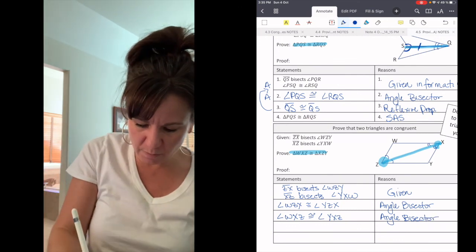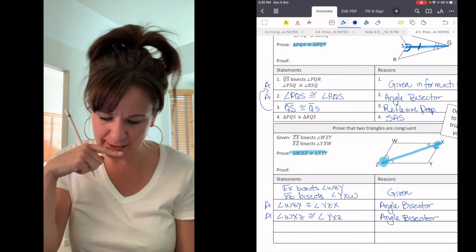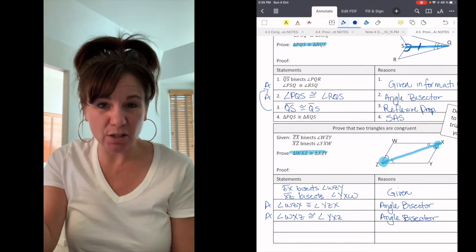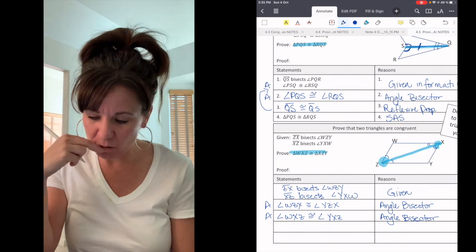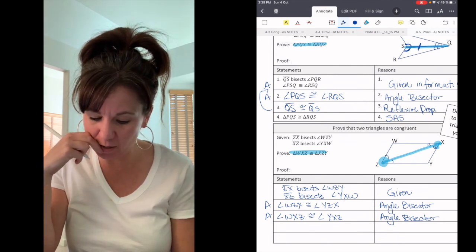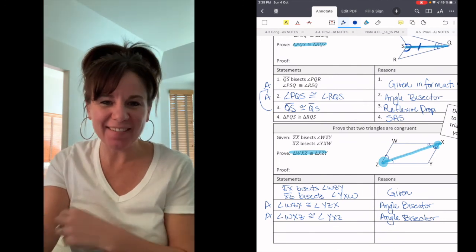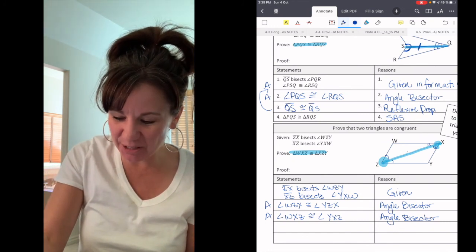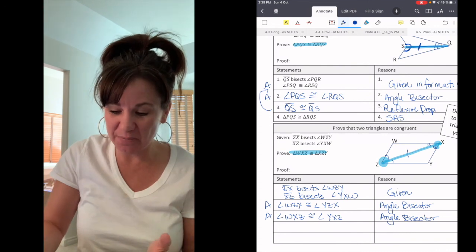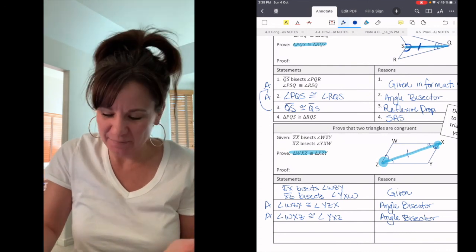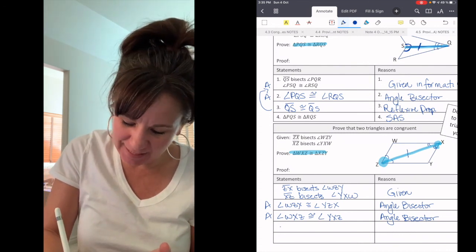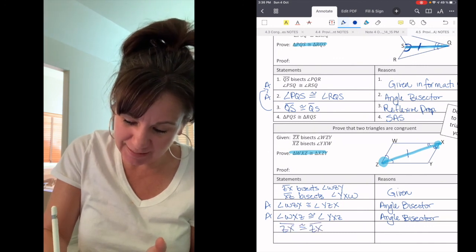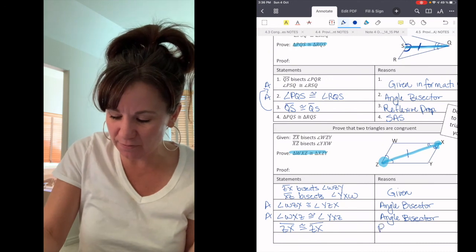Okay, so those are both angles. We have two angles. Do we have an included side for those? Well, I love this thing: when they share a side, that's such a great go-to. The triangles share this side, so we can use that. So we can say that ZX is congruent to ZX. Looking in the mirror, that's called the reflexive property.